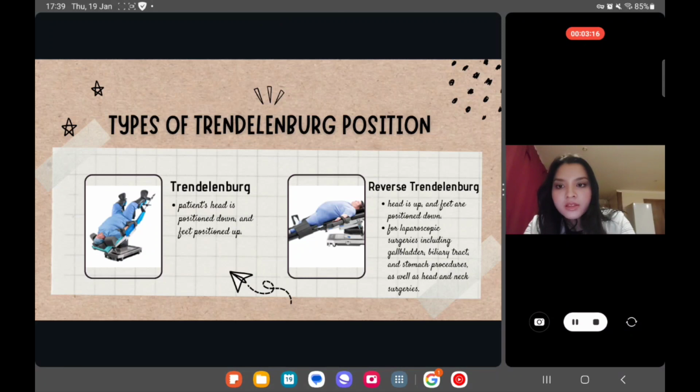So these are the types of Trendelenburg position, apart from the steep position. So there's the general Trendelenburg position, in which the patient's head is positioned down and feet positioned up, as you can see in the picture displayed on the left, and the opposite of the general Trendelenburg position, which is the reverse Trendelenburg, in which the head is up and the feet are positioned down. And this position is used for laparoscopic surgeries, including gallbladder, biliary tract, and stomach procedures, as well as head and neck surgeries, as shown in the picture on the right.